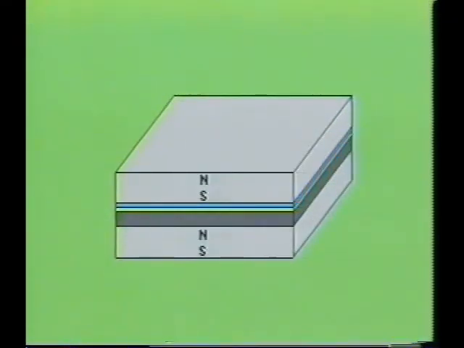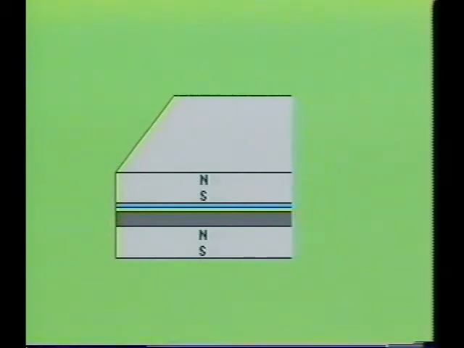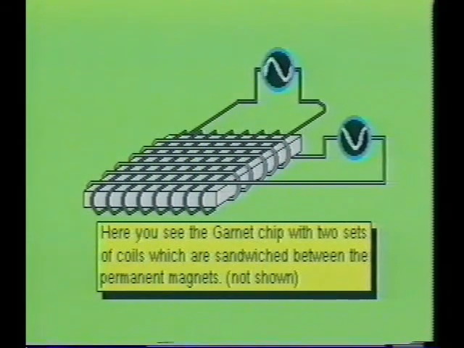Next, the chip is sandwiched between 2 permanent magnets which provide a field that points the opposite way from the bubbles. This causes the bubbles to form in the garnet material. The bubbles are moved by applying an additional rotating magnetic field that is parallel to the plane of the film. The rotating field is generated by 2 coils perpendicular to each other carrying sine wave or triangular wave currents that are 90 degrees out of phase with each other.